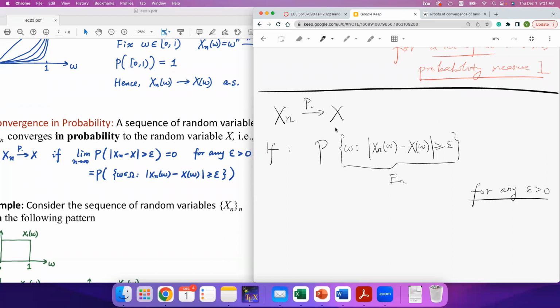And then this is an event, so we can evaluate its probability measure. The probability of this event will give us a certain number. It's a probability number, right? So convergence in probability is achieved when such a probability converges to 0. So the probability of this event En, as n goes to infinity, converges to 0. And this happens for any arbitrary fixed epsilon. Right. So this is the definition of convergence in probability.